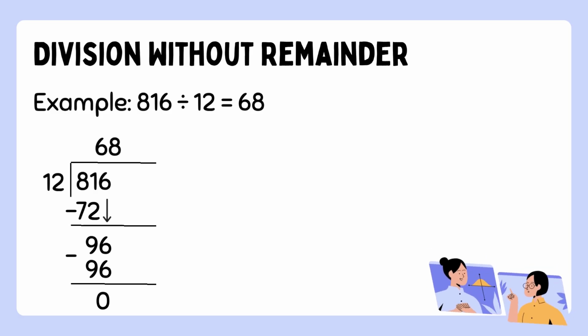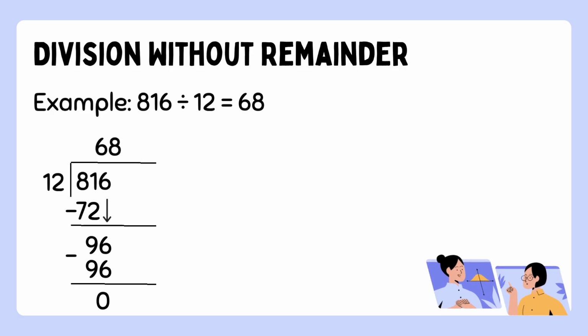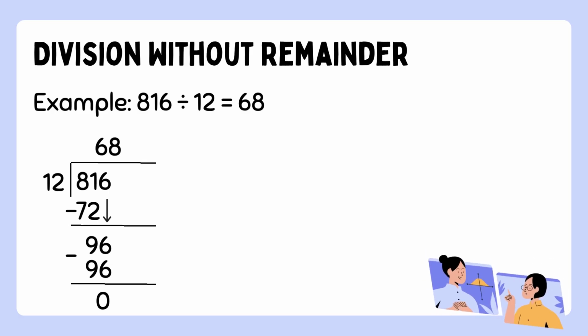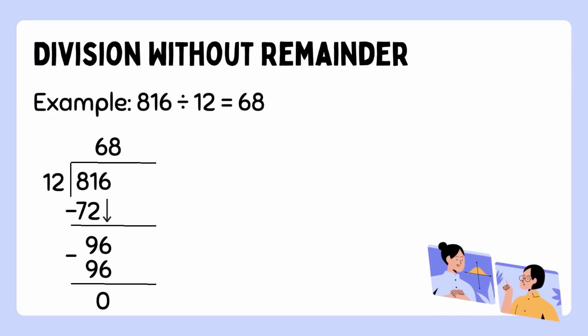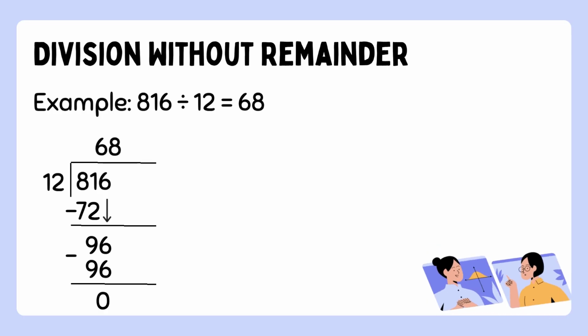Multiply. Multiply the divisor by that quotient digit. 6 times 12 equals 72. Write 72 under the 81. Subtract. 81 minus 72 equals 9. Write the remainder 9. Bring down the next digit from the dividend, the 6 in 816.